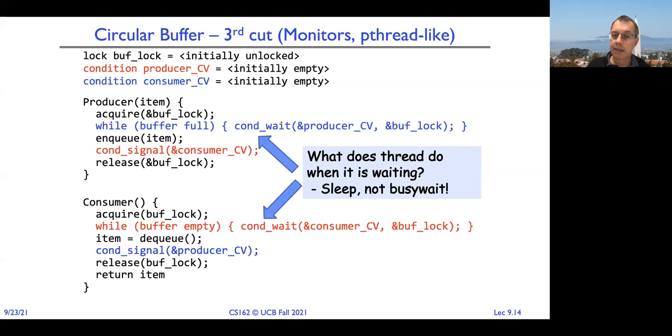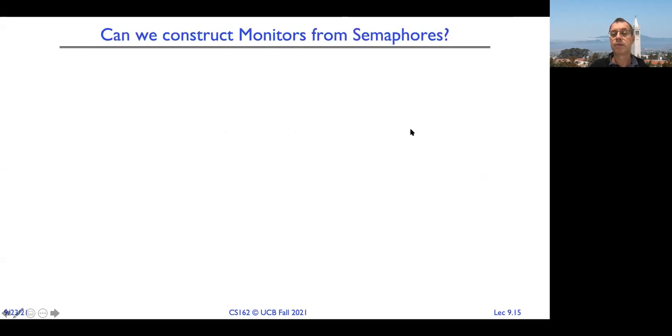Also, again, I want to reiterate that when a thread is waiting, it doesn't do busy waiting, it's sleeping. The semantics of the condition variable, or cond wait, is to take that thread, put it on the wait queue, and release the lock to the critical section, buff lock.